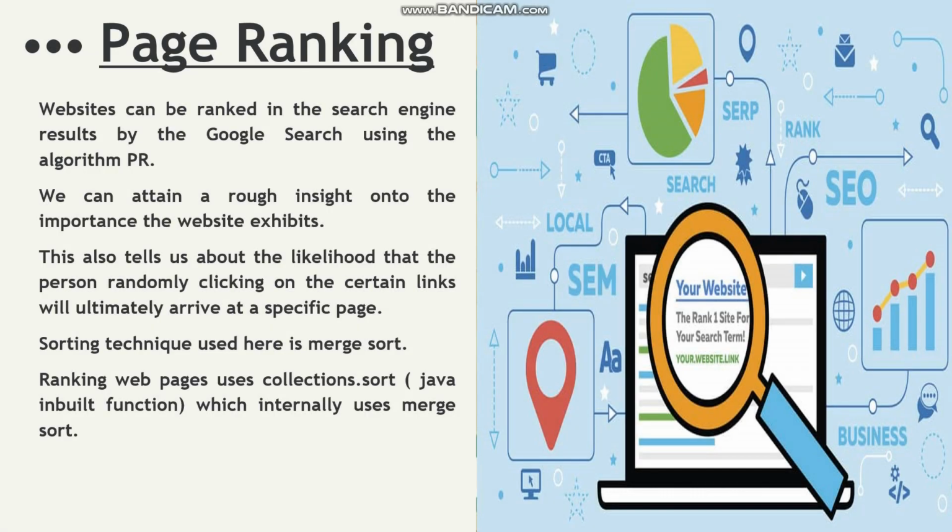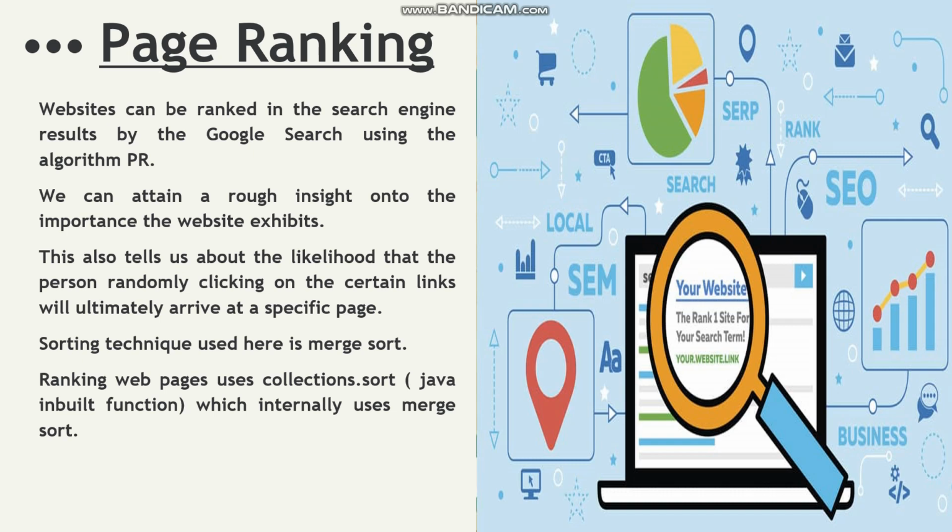Coming up next, we have the page ranking feature. Basically, page ranking is a Google search algorithm that ranks web pages. It enables us to measure or attain a rough estimate of the importance of a web page. Since the importance of a web page is measured by its popularity, that is, how many incoming links it has, we can view the importance of a page as the probability that a random surfer on the internet who opens a browser to any page and starts following hyperlinks visits the page. As a sorting technique, we have used Collections.sort, which is a Java inbuilt function that internally uses merge sort.